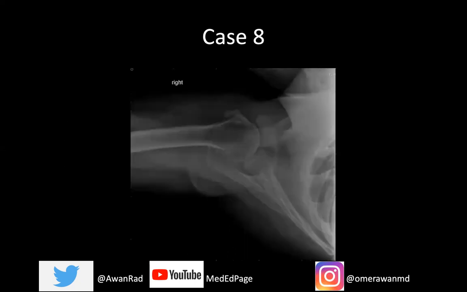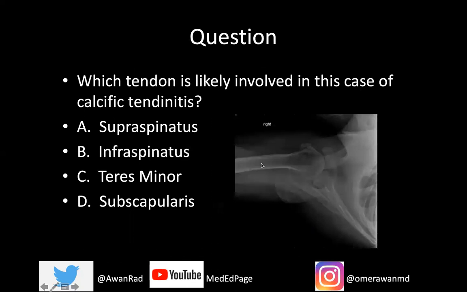All right, case number 8, we have an axillary view of the shoulder. Okay, this is the humeral head, this is the glenoid. Which tendon is likely involved in this case of calcific tendonitis? Well, we have amorphous globular calcification right here. So this is a nice example of calcific tendonitis, but this question is testing your ability to understand anatomy. These are the 4 rotator cuff tendons, right? 3 of these insert onto the greater tuberosity, 1 inserts onto the lesser tuberosity.